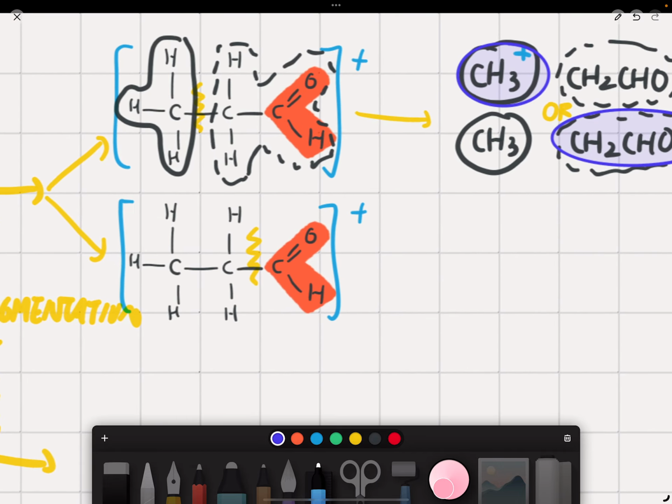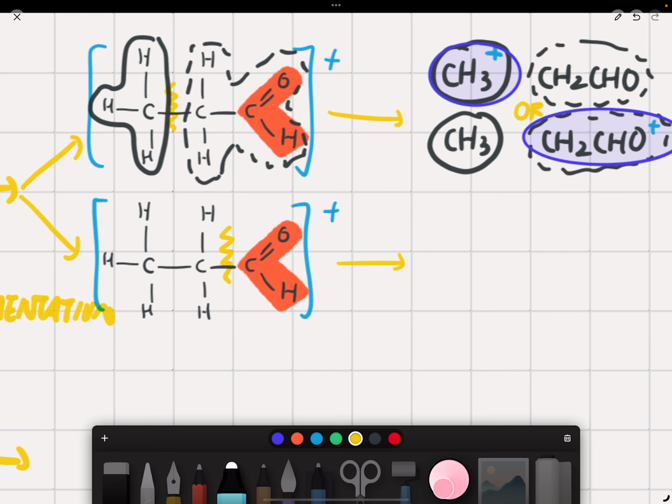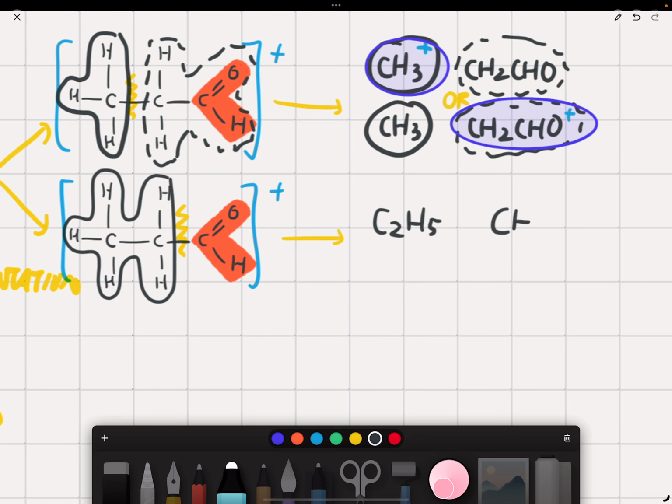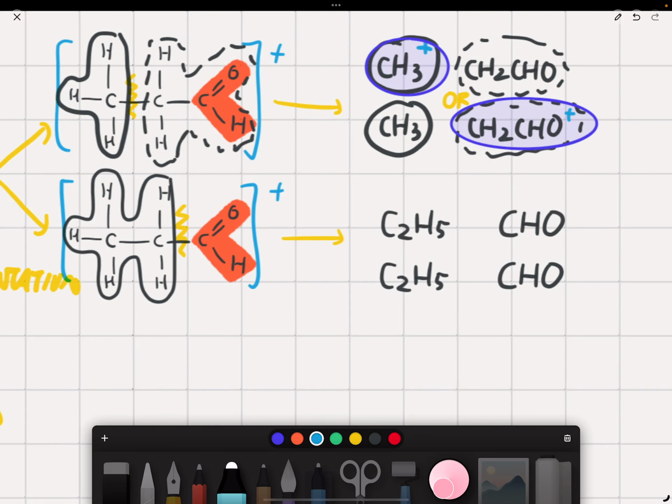And in the second molecular ion below, we can break up the molecule at another CC bond, and this time it will result in another two fragments, you see. So this is the C2H5 fragment and another CHO fragment. And just like we discussed, either the left fragment or the right fragment can get a positive charge. So it may be the left fragment C2H5 getting a positive charge. It may be the right fragment CHO getting a positive charge.